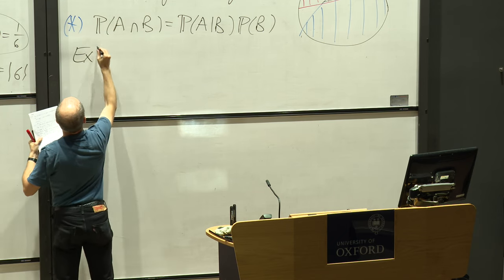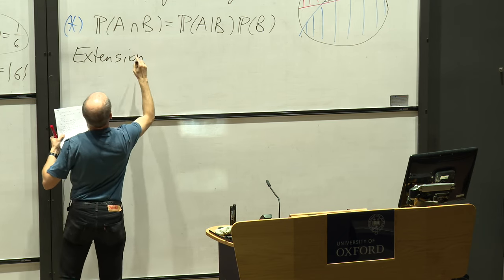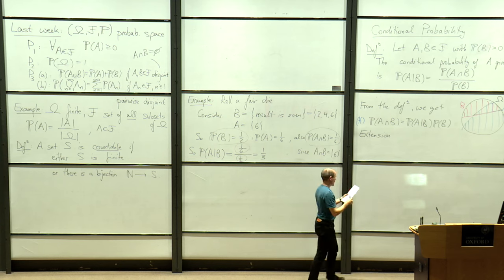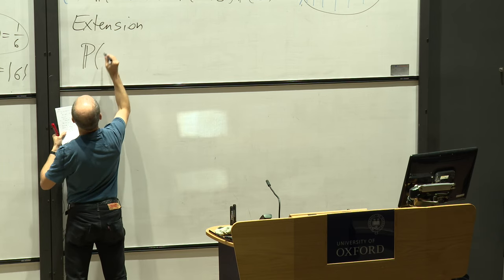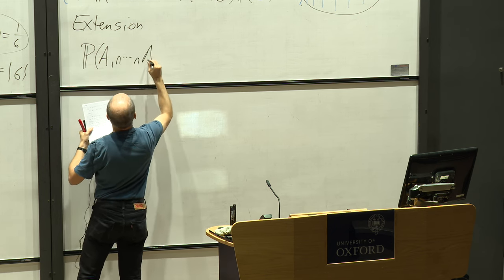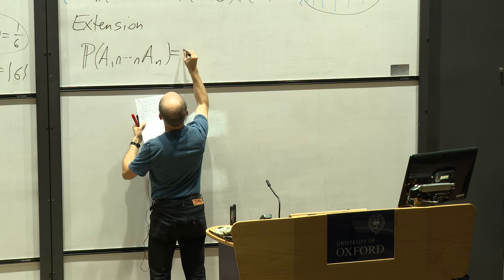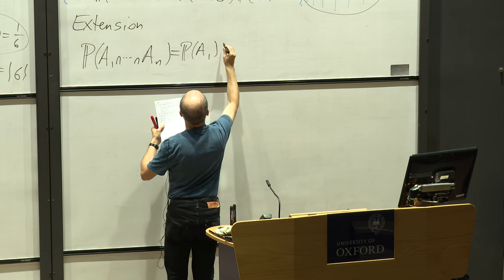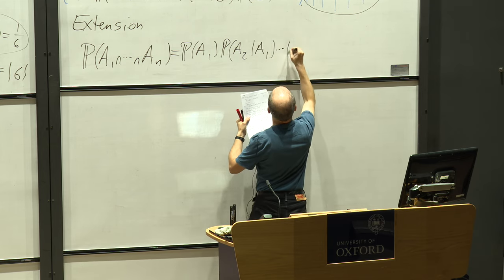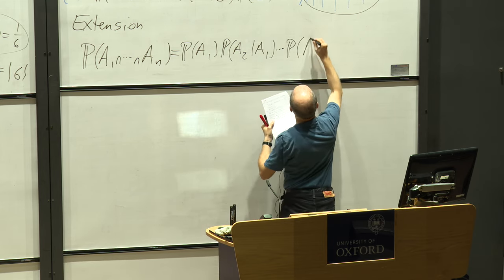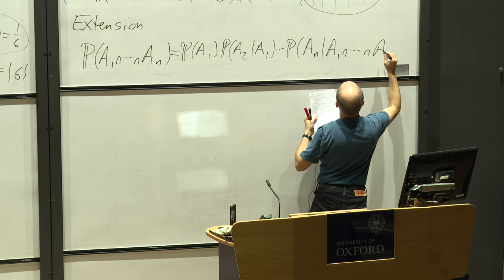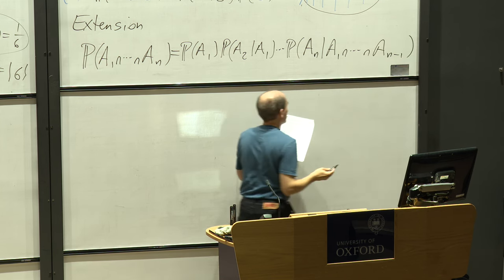And if you think that through, if you have several events, then you can repeatedly take such conditional probabilities, and you can similarly express the probability of A1 intersection all the way up to AN and write it as the probability of A1 times the probability of A2 given A1, etc., times the probability of the final event AN, given that you've observed all the previous events from A1 up to AN minus 1.